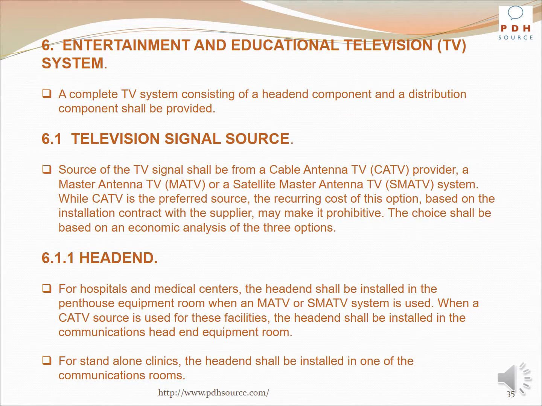A complete television system consisting of a head-end component and a distribution component shall be provided. Source of the TV signal shall be from a cable antenna provider, a master antenna, or a satellite master antenna system. While CATV is the preferred source, the recurring cost of this option, based on the installation contract with the supplier, may make it prohibitive. The choice should be based on an economic analysis of the 3 options.